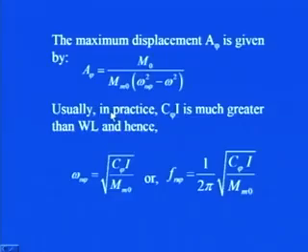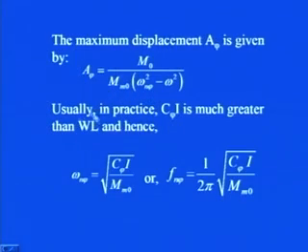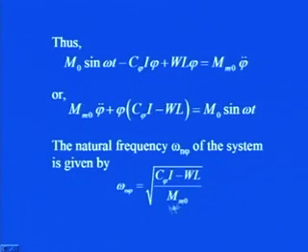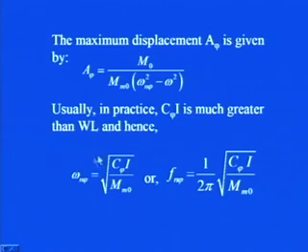Now, in practice it has been seen that C phi I is quite a bit greater than W L. So, you can neglect the W L term in this expression. If you do that, the resulting expression you get is C phi I by M_mo, and the natural frequency you can get as 1 by 2 pi of omega n phi, and that will be this particular expression.